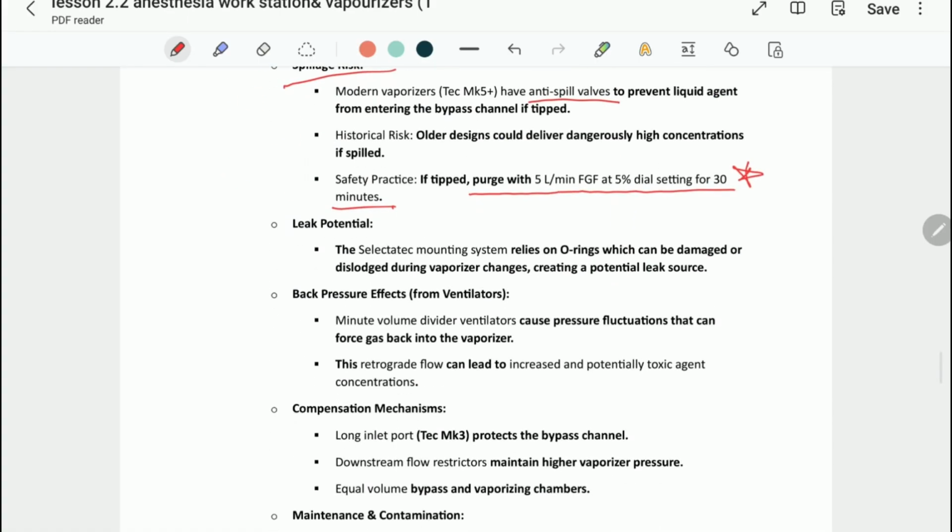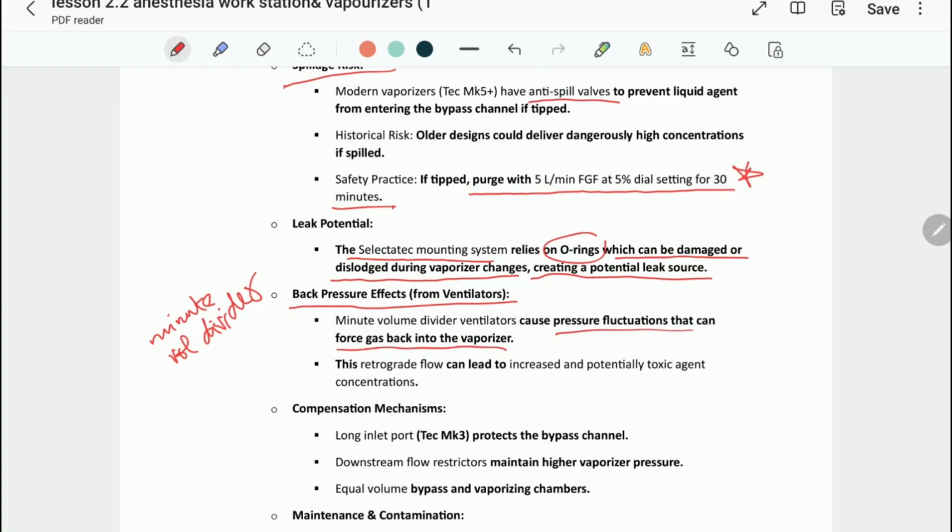They also had leak potential, because of the Selectatec mounting system that relies on the O-ring, which can be damaged or dislodged during vaporizer changes, thus creating a potential leak source. There are also back pressure effects from the ventilator, especially the minute volume divider ventilator, which cause pressure fluctuation that can force the gas back into the vaporizer. And this retrograde flow can lead to increased and potentially toxic agent concentration.